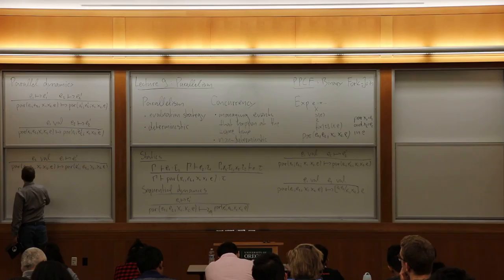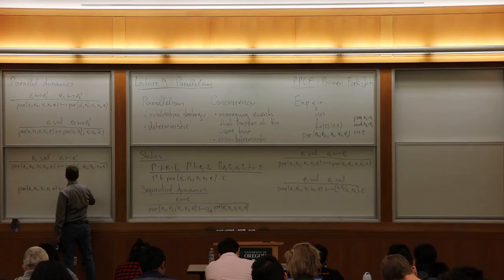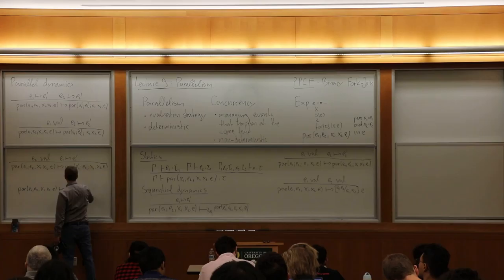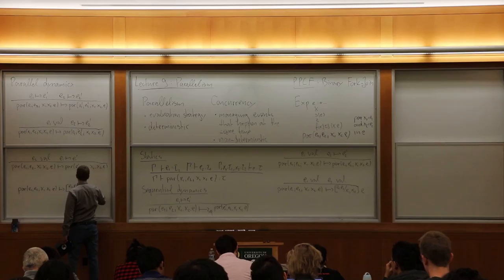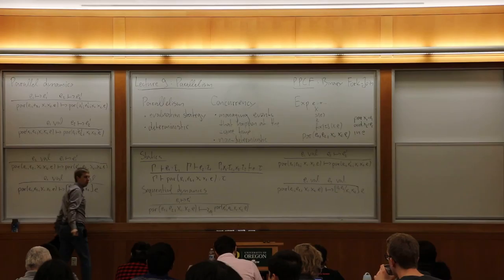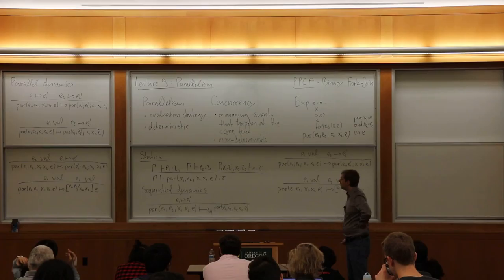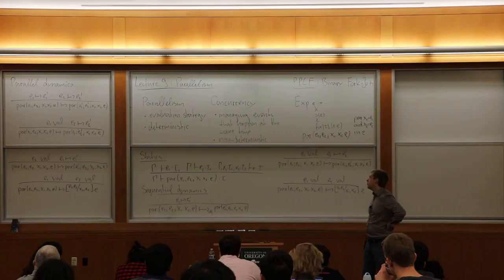Now E1 goes to E1 prime. And then we have the last rule where both of them are values. Substitute again. If both of them are values, E1 value and E2 value.